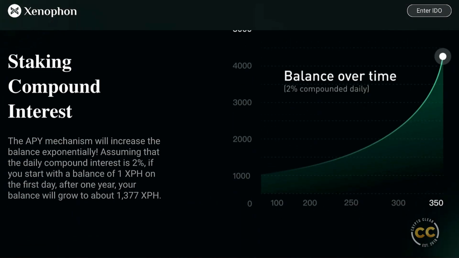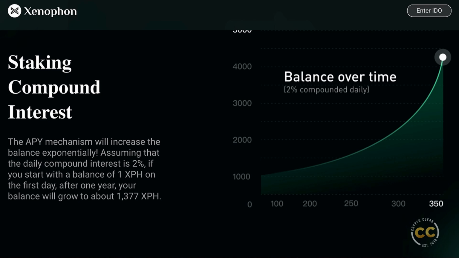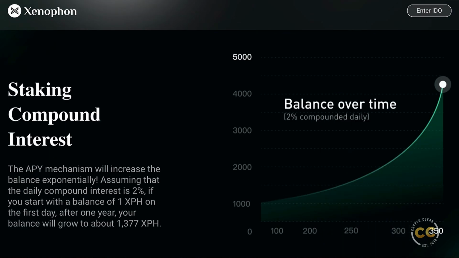You're wondering, how do we get revenue, or how to better allocate funds to get better revenue? Let's look down here. Staking compound interest. The APX mechanism will increase the balance exponentially. Assuming that the daily compound interest is 2%, if you start with a balance of 1 XPH on the first day, after 1 year, your balance will grow to about 1,377 XPH. However the market prices fluctuate, you will have a certain profit range, and the higher the price, the greater the value you get. The risk-free asset value, RFV, is just a process that promotes the relative safety and continuous accumulation of treasury assets, and finally forms a medium of exchange agreement that tends to reserve. If we look at the diagram, you can see the cost difference below. The green represents the profit margin of staking, and the yellow represents the profit margin of buying bonds.